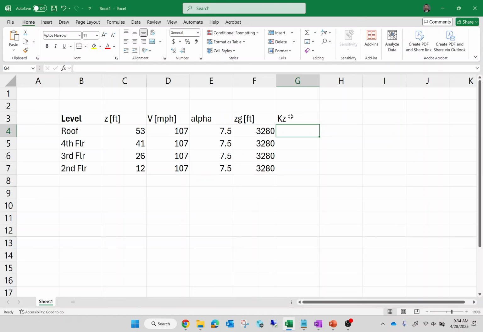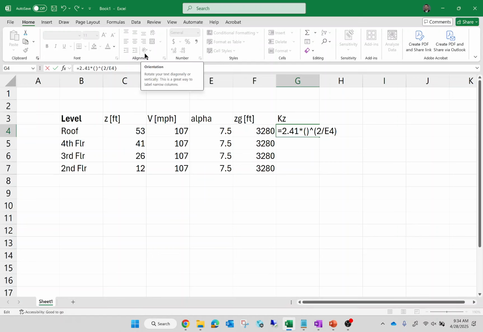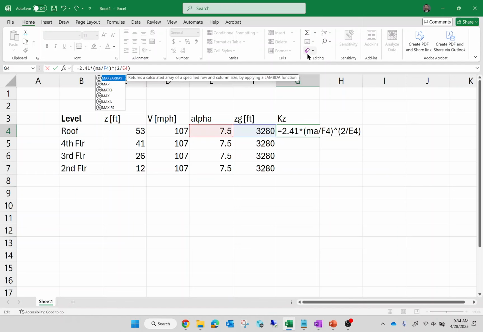What this is saying is that if z is less than or equal to 15 feet, just use this. But if it's bigger than 15 feet, replace that with z. So this is the way I would do it: equals 2.41 times a term raised to the 2 over alpha. Inside here is going to be a fraction. The denominator is going to be that. What goes on the numerator? Well, it's either 15 feet or z. Really all we're after is the maximum.